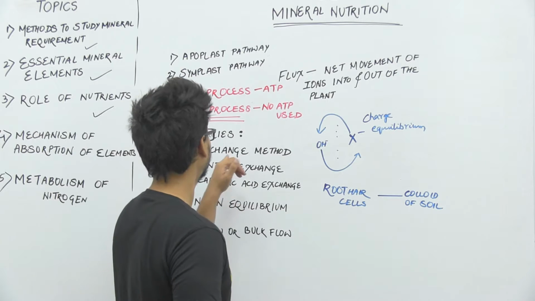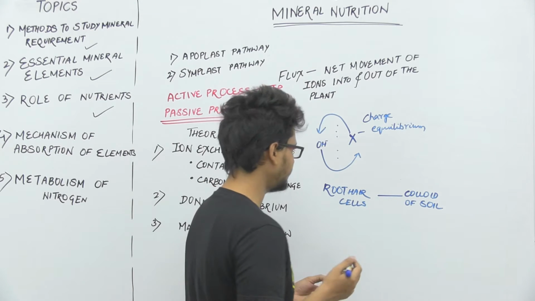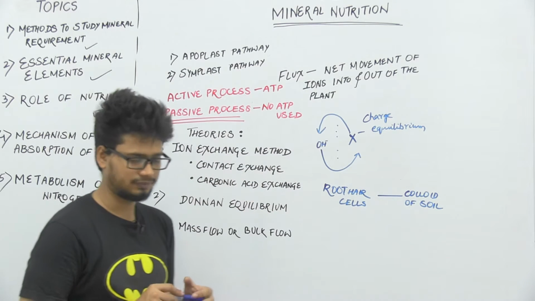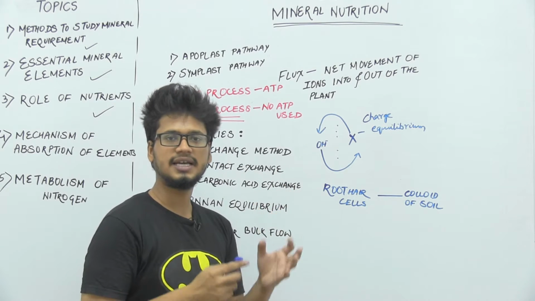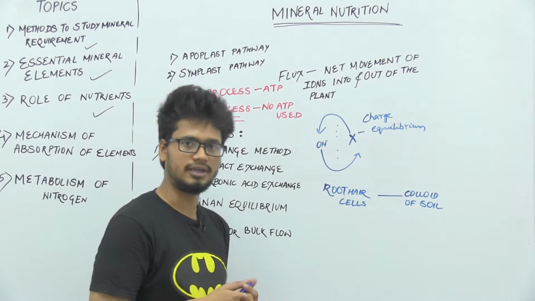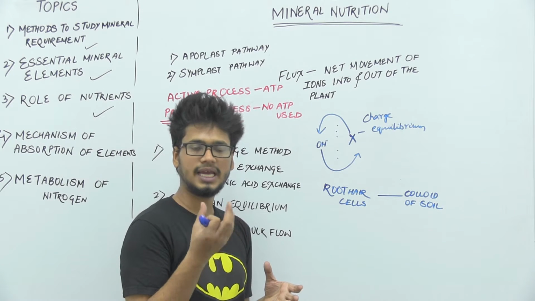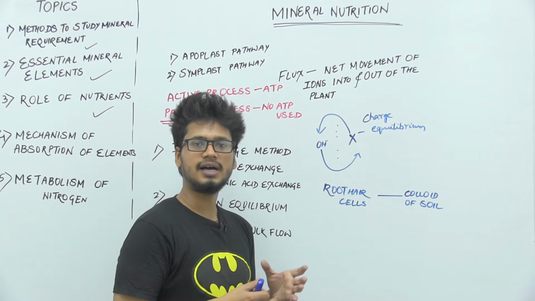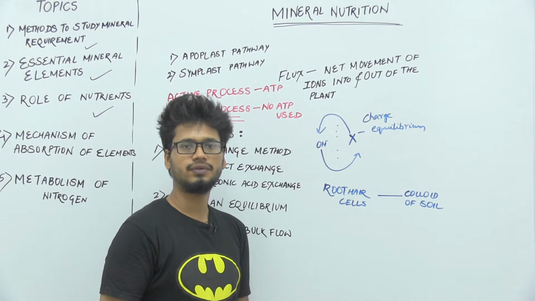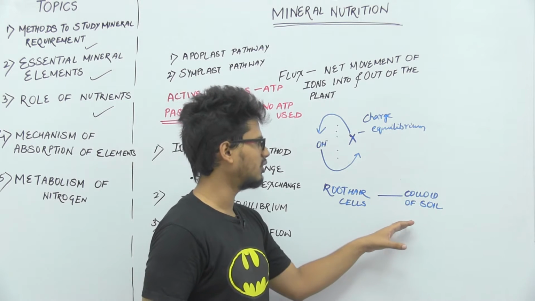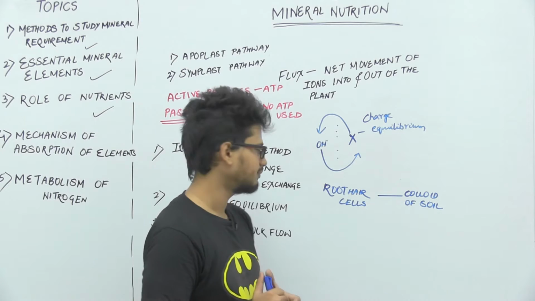Ion exchange has two methods. The first is contact exchange. In contact exchange, on the cell surface of the root hair there are a lot of ions, cations and anions, adsorbed on it. So what the plant does is take these adsorbed ions and exchange them with the ions present in the colloid of soil. Colloid is a concept of chemistry. So a colloid is, let's say, a mixture of a definite proportion of a definite molecular size.